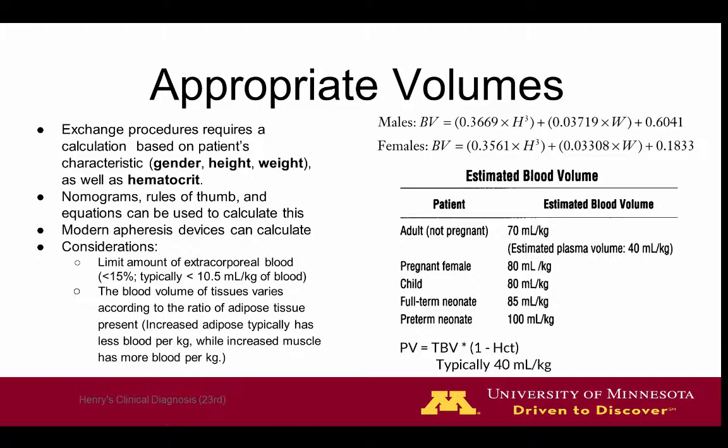And some of the other considerations is that by rule, less than 15% of blood should be outside the body at any time, because if there's more blood outside the body, that has a higher risk of more severe adverse reaction on the part of the patient. And additionally, blood volume also varies depending on body habitus. Fat typically has less blood per kilogram, while muscle has increased. So some additional manipulation needs to be done in order to appropriately calculate the volume.